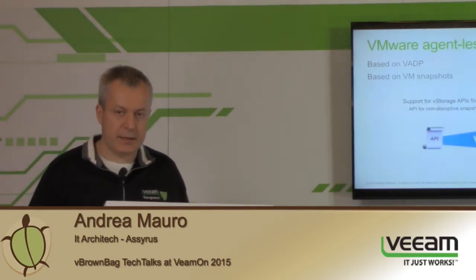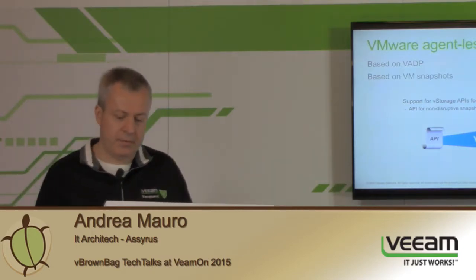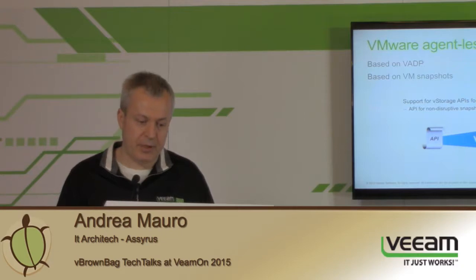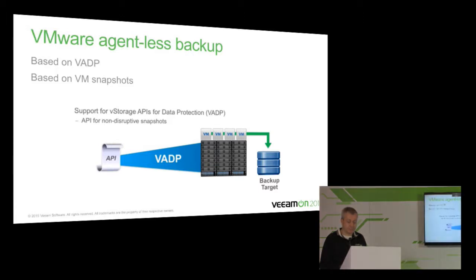And we can start with how backup programs can work with a virtualization platform like, for example, VMware. In VMware, we have a specific API for storage data protection. And with this API, you can take a VM snapshot and use that data to have a backup completely agentless. And from this backup, you can just take the data and put it on a target.